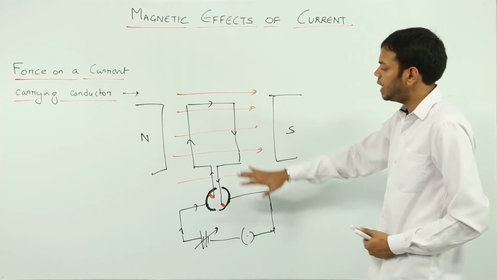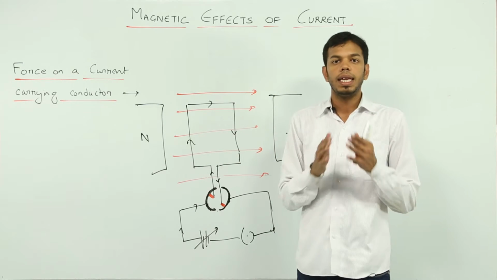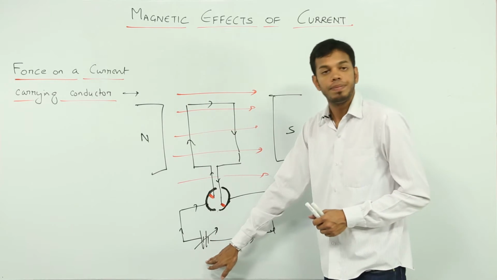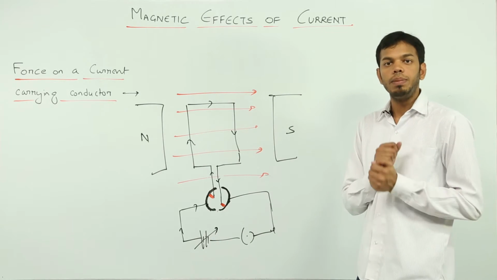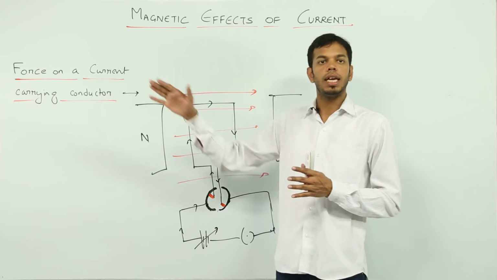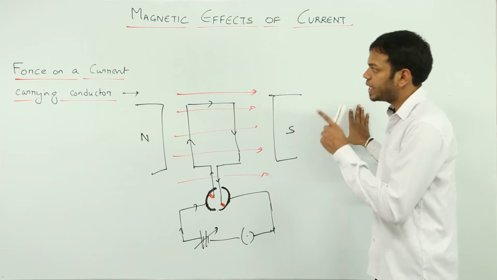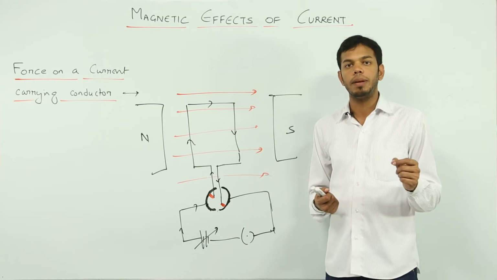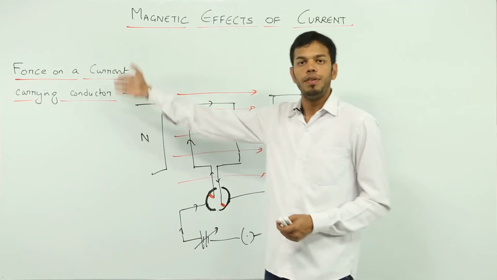So this is the block diagram of a DC motor, because we have applied a DC current. Okay, so let's start from the beginning. We started with the fact that a current carrying conductor placed in a magnetic field experiences a force. We changed it.